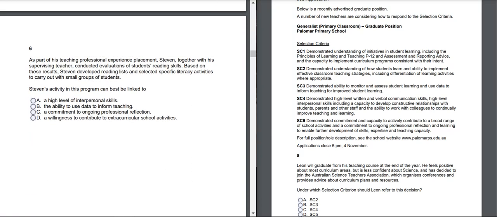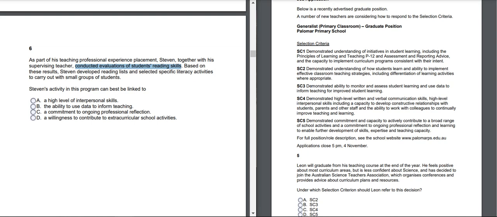As part of his teaching professional experience placement, Stephen, together with his supervising teacher, conducted evaluations of students' reading skills. Based on these results, Stephen developed reading lists and selected specific literacy activities to carry out with small groups of students. So this has obviously got to do with looking at the information that he's been able to gather from students' abilities.